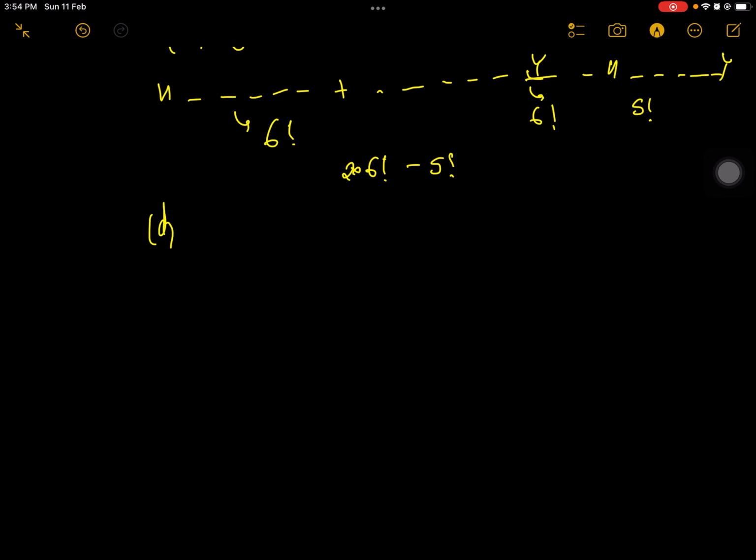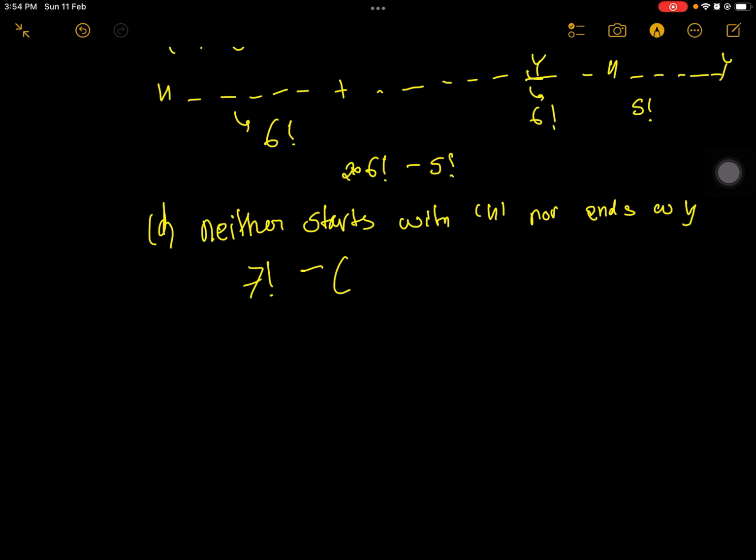Next case is neither starts with H nor ends with Y. First of all, total case is 7 factorial minus either starts with H or ends with Y, which we have done before.